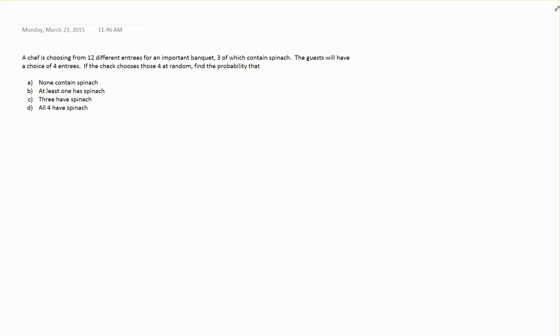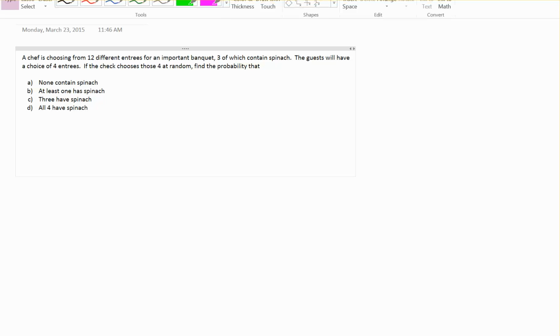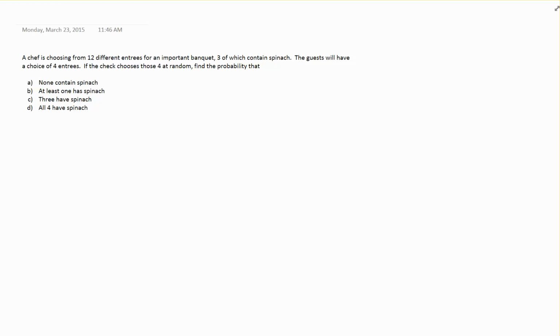Here we will look at a probability question involving combinations. A chef is choosing from 12 different entrees for a banquet, and 3 of the entrees have spinach. The guest will have a choice of 4 entrees. They're choosing 4 at random, and we want to find the probability that none contain spinach, or at least 1 has spinach, or 3 have spinach, or all 4 have spinach.